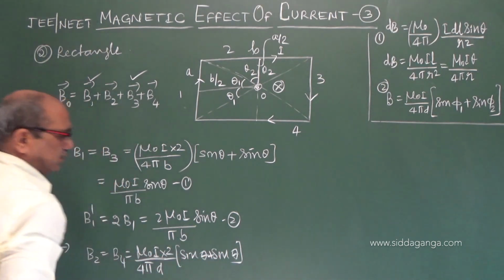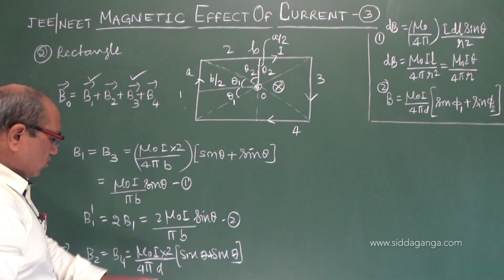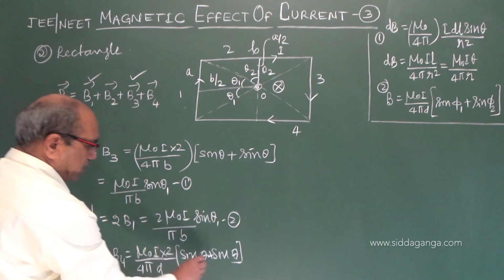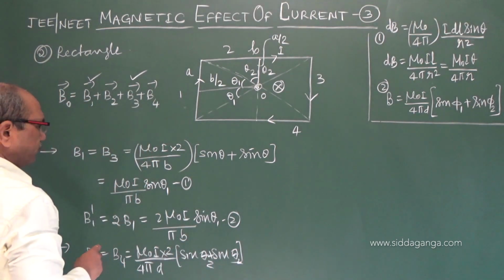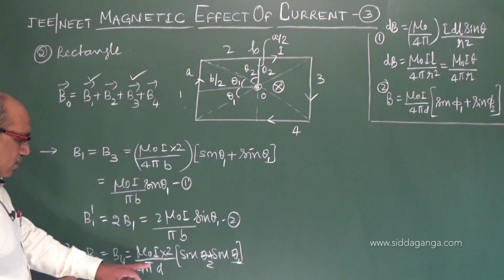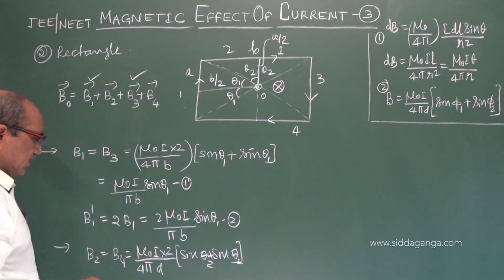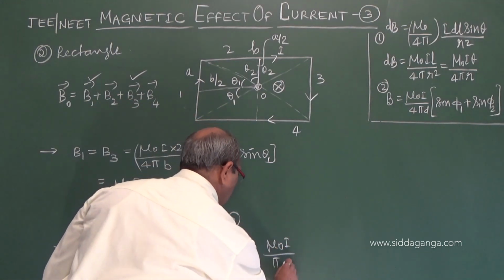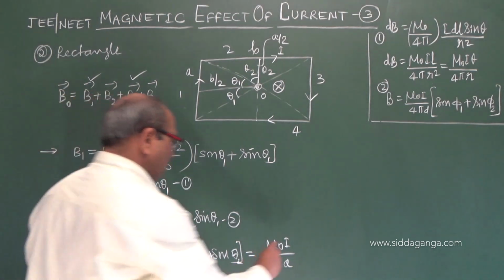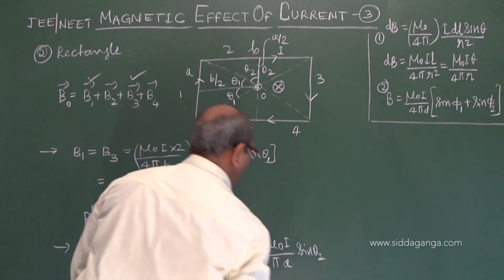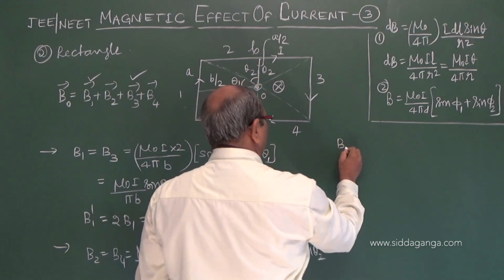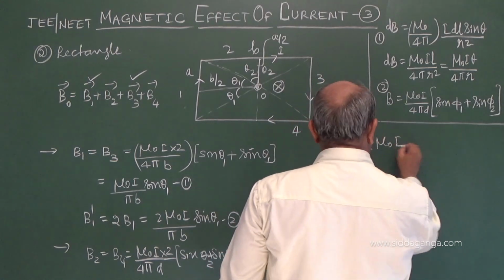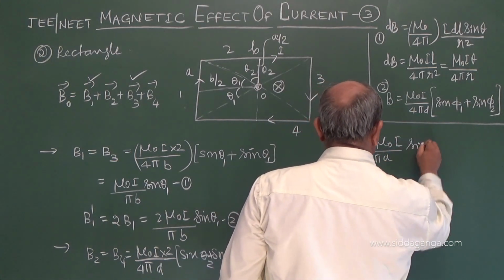Sin theta plus sin theta, mu naught I by 4 pi d. So now this may be theta 1 and this may be theta 2. Now 2, this also 2, 4 cancelled and can be written as mu naught I by pi a, 4 cancels, into sin theta 2. So B2 dash is 2 times mu naught I by pi a into sin theta 2.